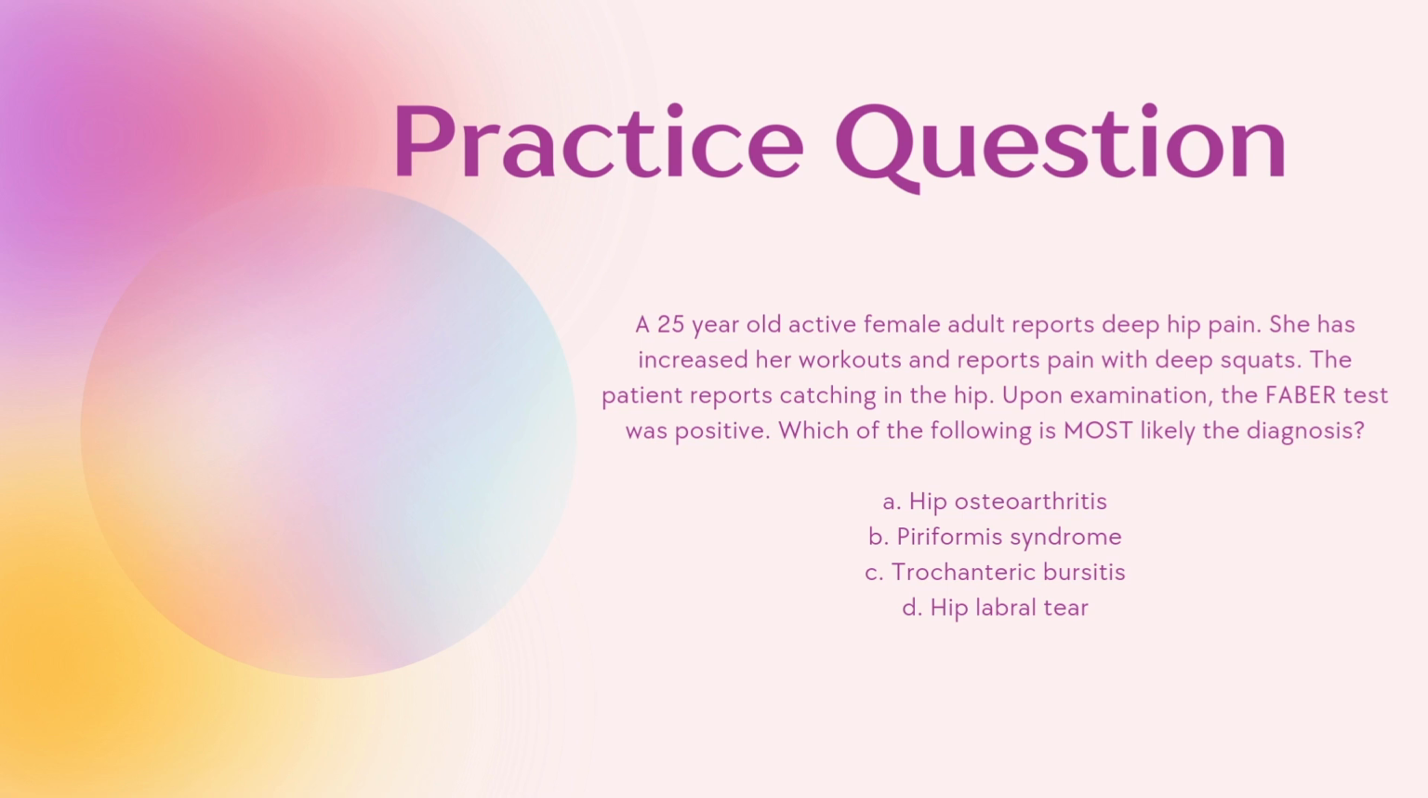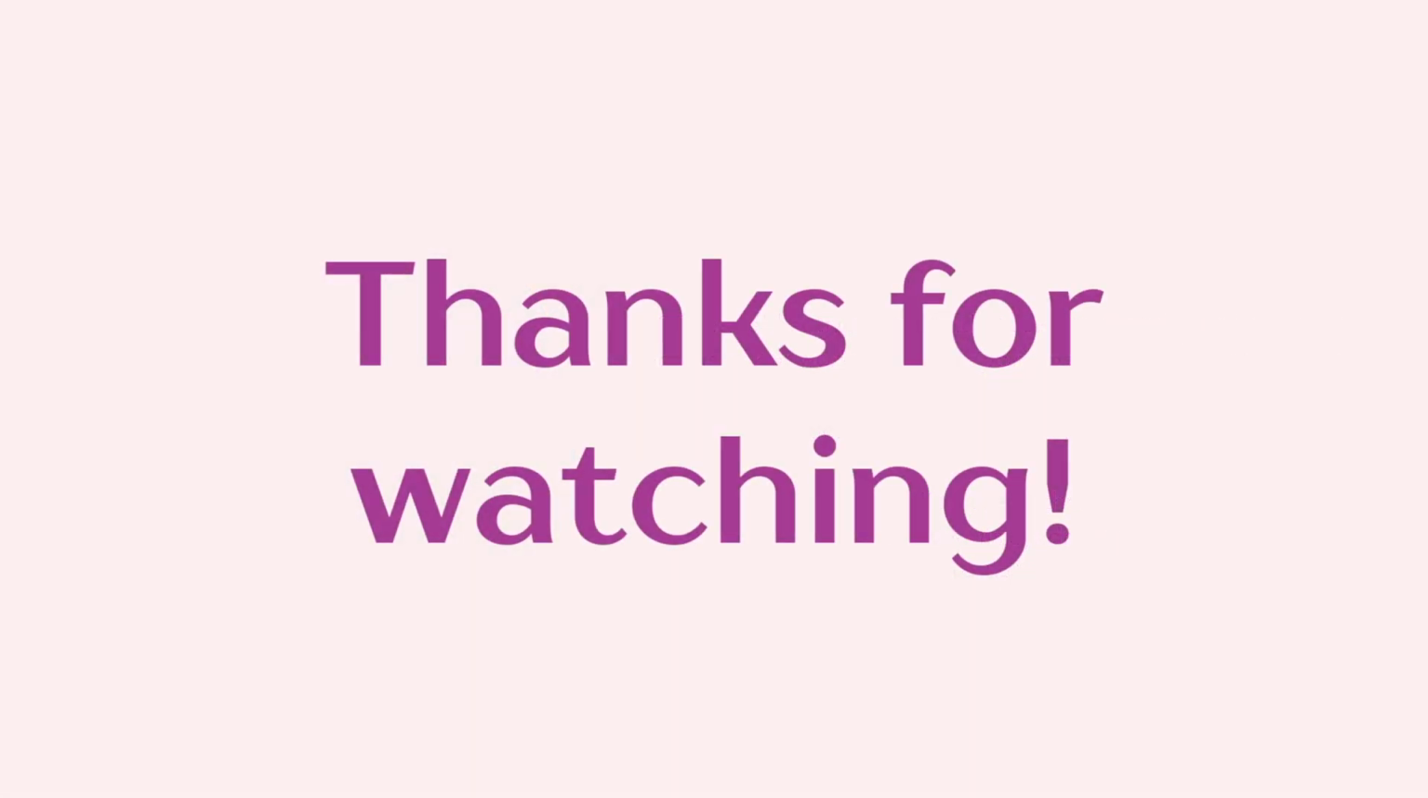So we're looking at age, 25-year-old, female. Increased hip flexion when you have those deep squats, and reports catching in the hip. So positive FABER as well. That could be OA or labrum. So looking at the answers, I can probably be between A and D. Piriformis syndrome would be more posterior hip pain with numbness and tingling. Trochanteric bursitis would be more lateral hip pain. So then thinking back at the patient demographic, it's likely not hip OA, so D, hip labral tear, is the best answer.